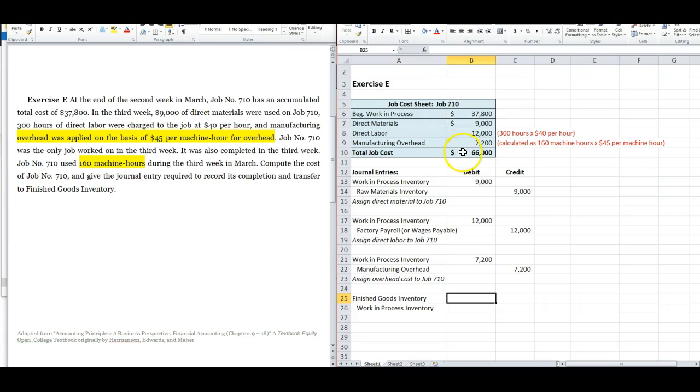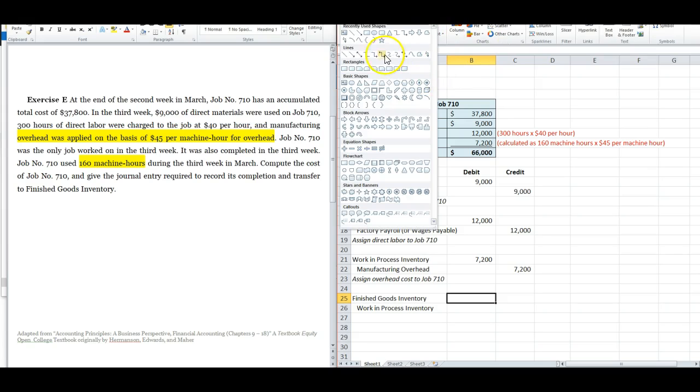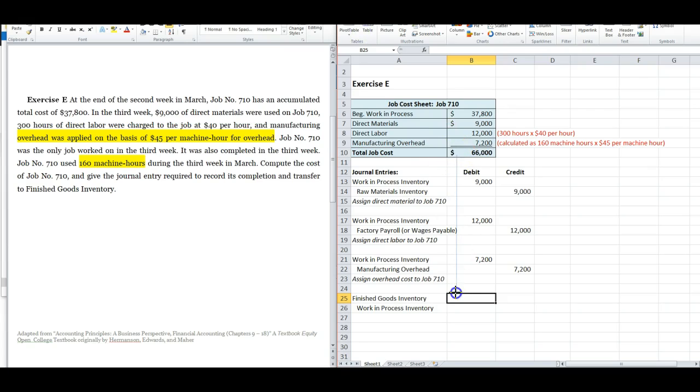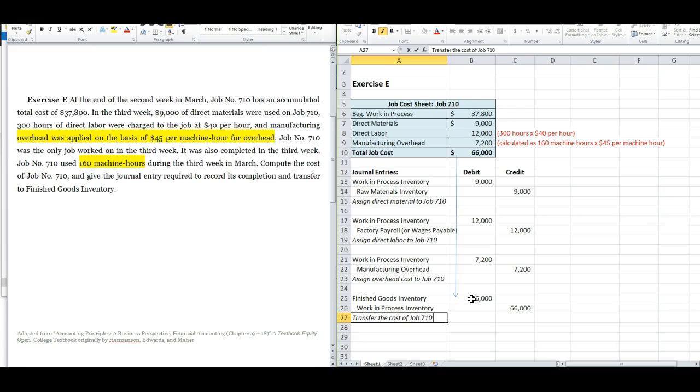With this, you want the total cost. So we're going to use this total cost and we're going to take the entire $66,000, which is the total job cost, including the cost from any prior periods. And this is how we transfer the cost of job 710 to finished goods.